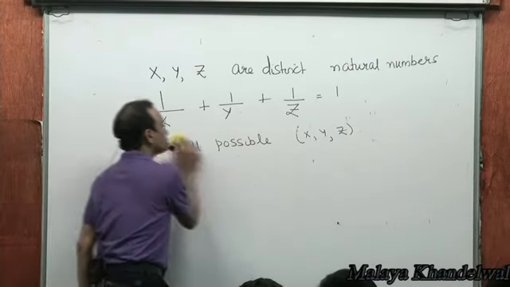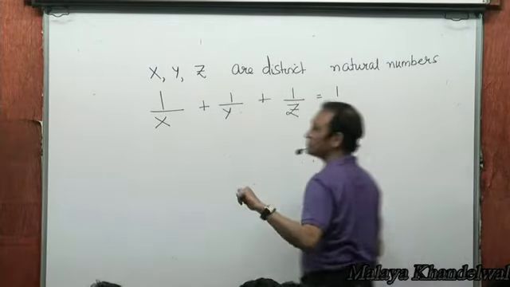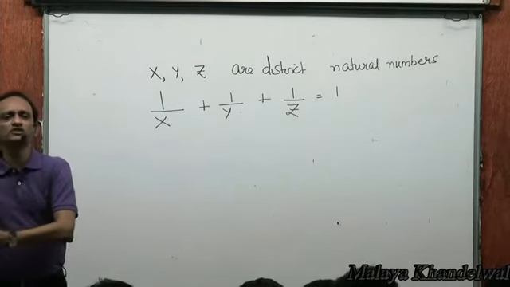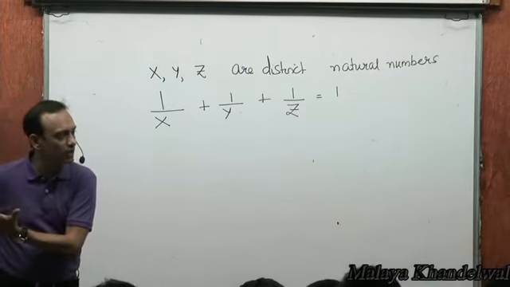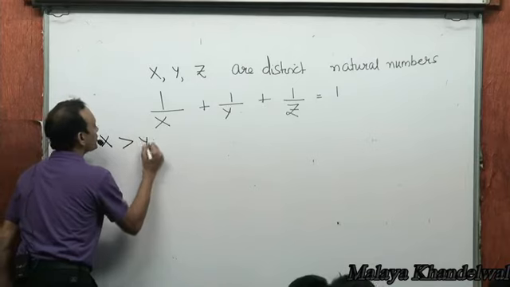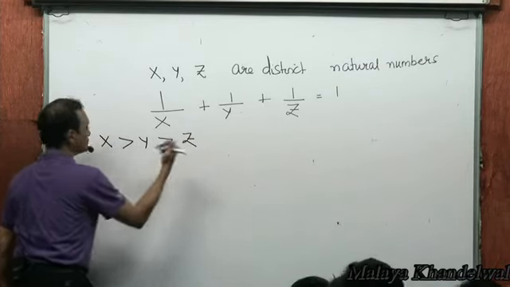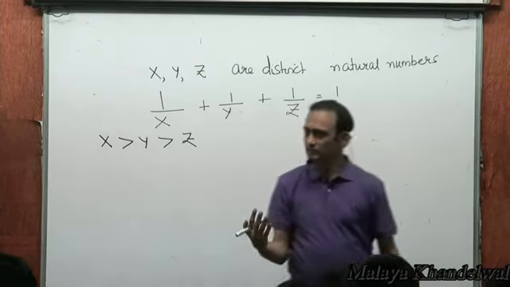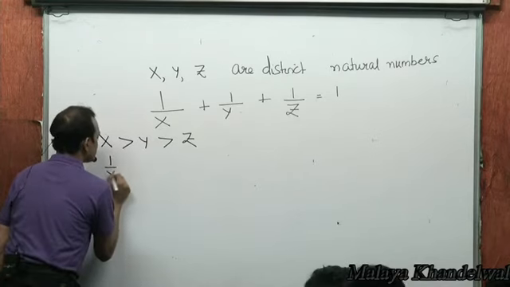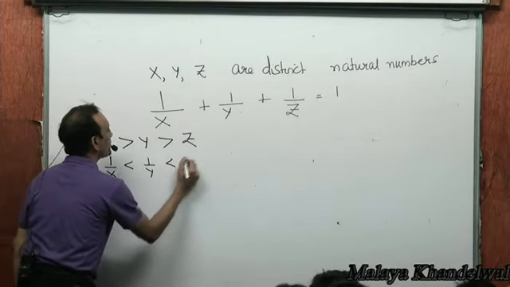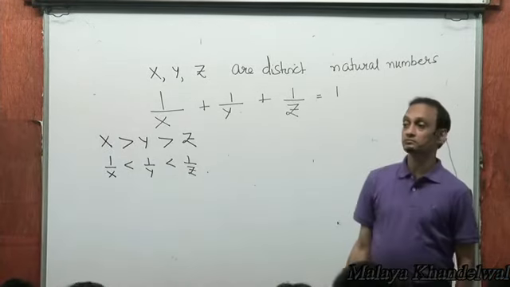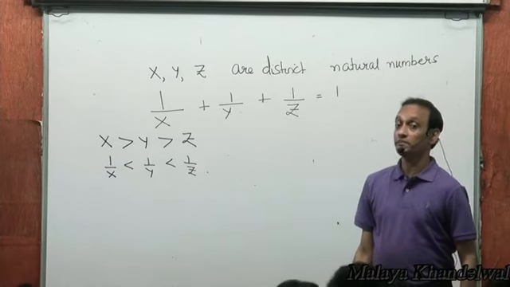Right? Now, there is no loss of generality if I assume that one of these numbers is largest, one is second largest, one is third largest. It's okay to do that. So let me assume, say, X greater than Y greater than Z. Can I do that? That means 1 by X would be less than 1 by Y would be less than 1 by Z. Yes or no? Right?